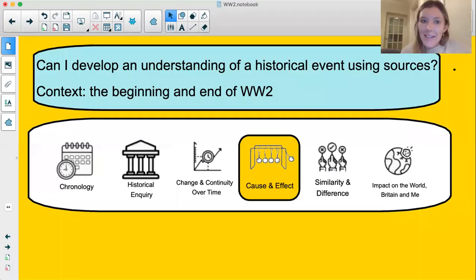Good afternoon, Year 6. How can I develop an understanding of a historical event using sources? And our context is the beginning and end of World War II. So if we're developing our understanding, we are going to be reading and watching different sources.